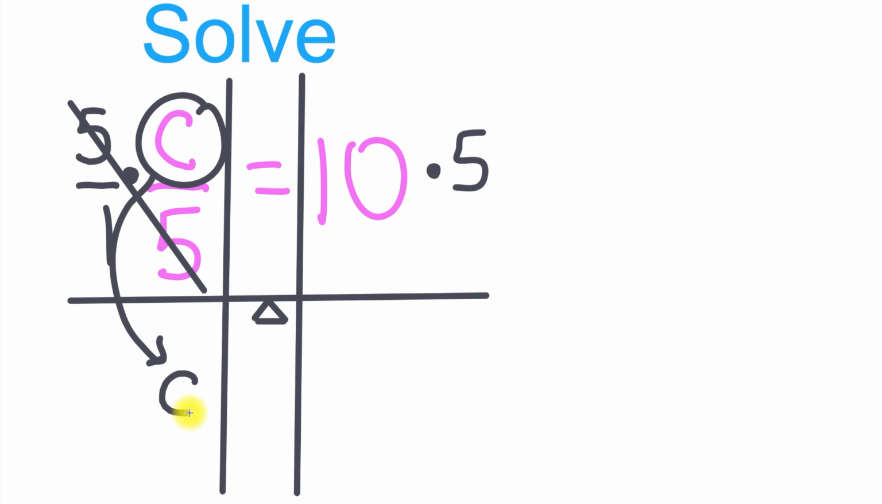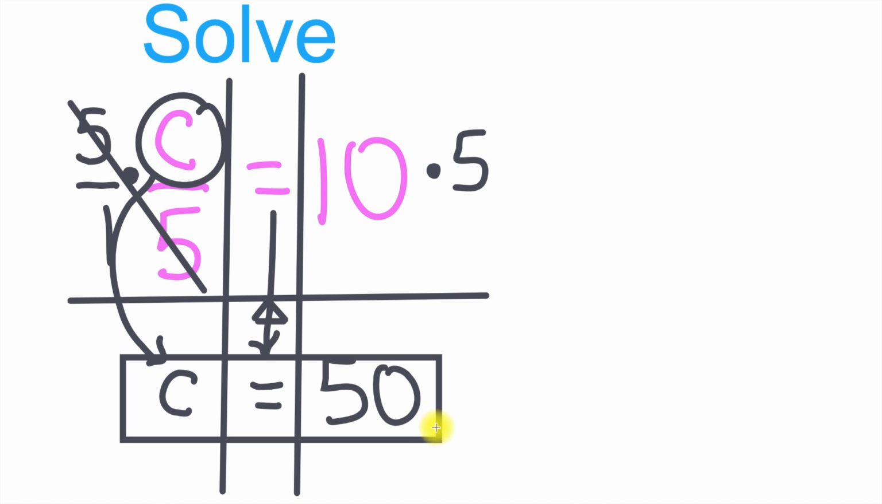So I got c, and then I'll bring down my equal sign, equals 10 times 5, and that's just 50. So our final answer and our solution to this equation, in other words, the only value that will work, is c equals 50. So now that we know that c equals 50, we're saying that the only value for c that will work is 50. And now let's plug this into the variable c for our check.